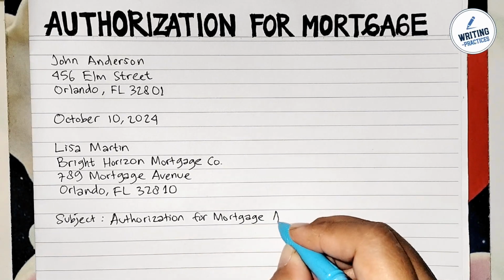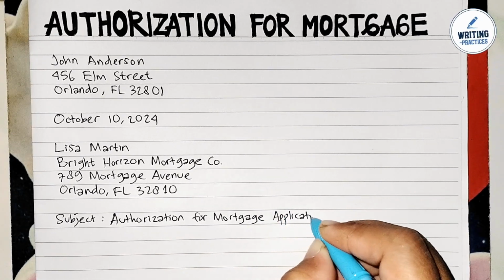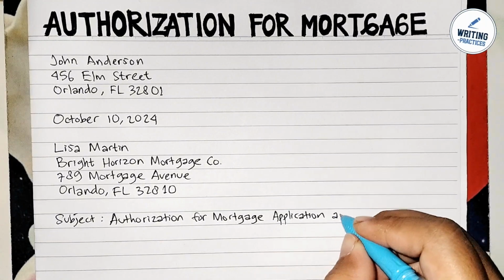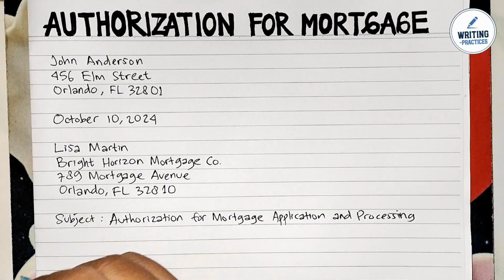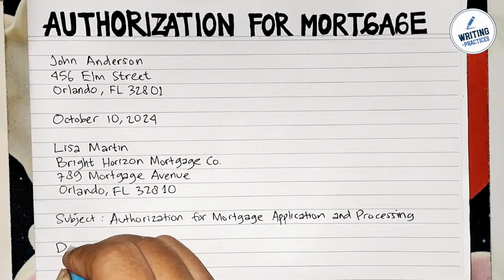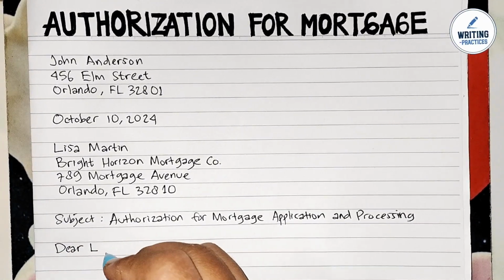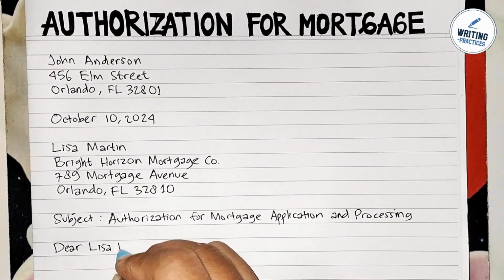After completing this information, you can now write the subject of the letter. Simply, you can write, Authorization for Mortgage Application and Processing. And write a formal salutation, like Dear Mr., or Ms., or Mrs., followed by the name of the recipient.